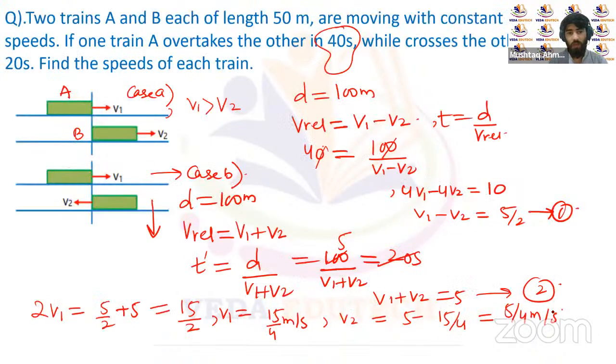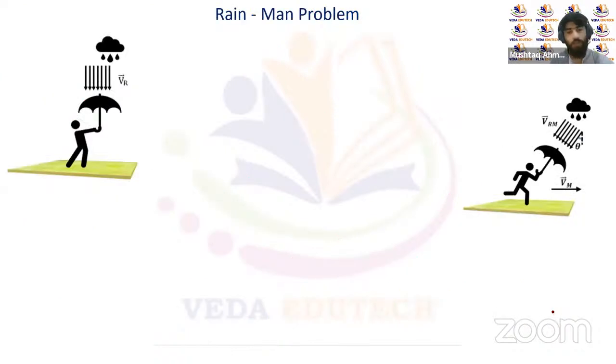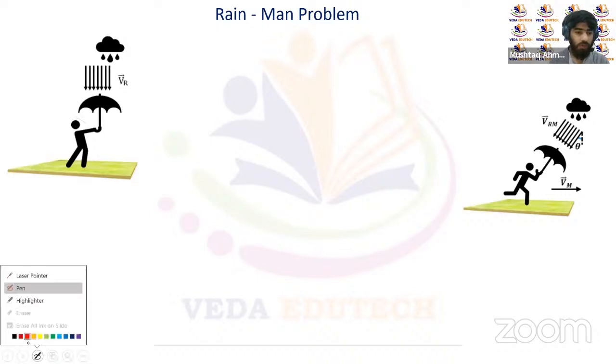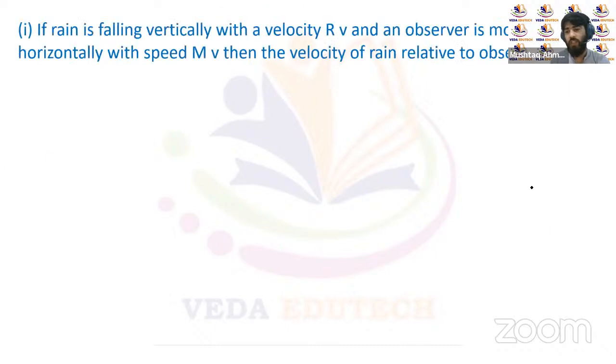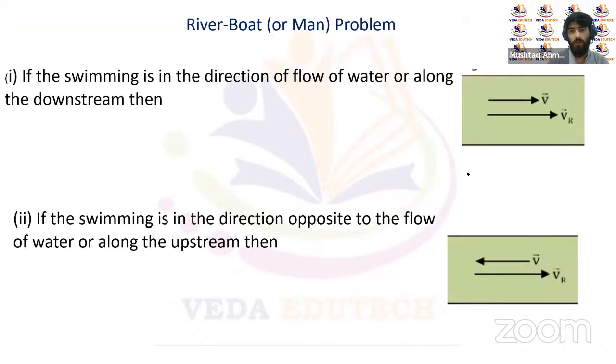Now let's move on to the applications of relative velocities, right? One of the important applications of relative velocity is the rain and man problem. So you know that whenever we are moving outside and the rain is falling, we also move with some speed, running or moving with some speed with respect to the ground.